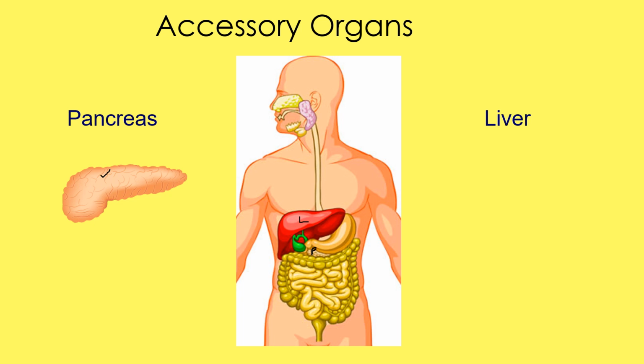And now the liver. This liver is a roughly quadrilateral organ, and it's reddish brown in color. It is located to the right of the stomach, and it produces bile. Bile helps in digestion of fat. Where does digestion of fat take place? In the small intestine.